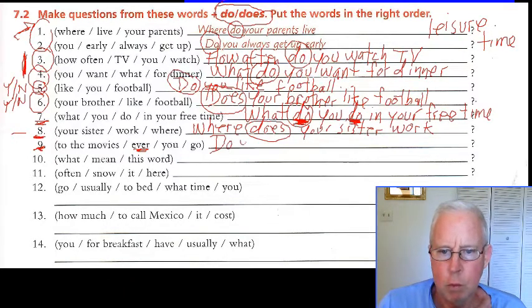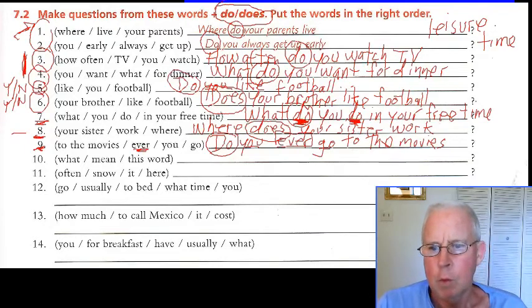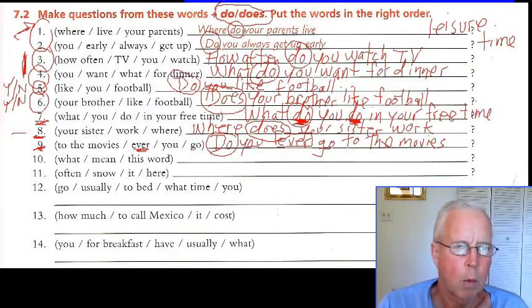So, do you ever go to the movies? Do you ever, so start with the helper, do you ever go? So the position of this word is between you and go. Do you ever go to the movies? Answer: yes, or short answer, yes I do, or no I don't.